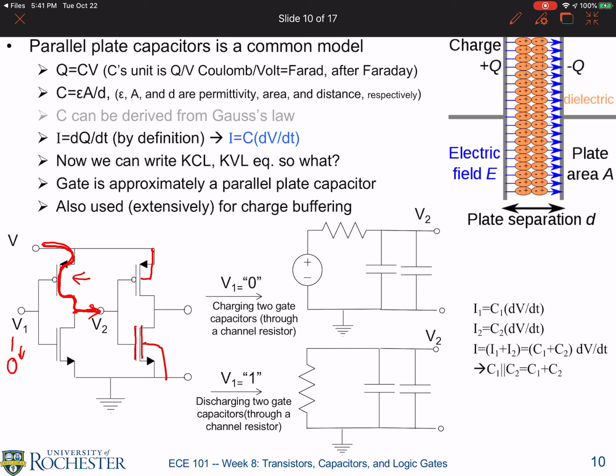This channel is not an ideal switch, so there's a resistor there. And then I have two parallel plate capacitors. One is the gate capacitor. There are more than that, but let's just focus on the gate capacitor. This capacitor over here, let's call that 1, and there's another one over here, let's call that 2, so 1 and 2, okay? And we're charging those capacitors.